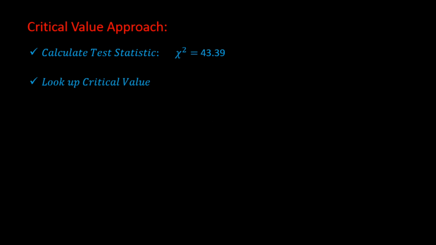We need to calculate a test statistic, which is what we just did, and we got 43.39. Now we have to look up a critical value. We will use a chi-square table, and we need 2 things, alpha and degrees of freedom. Let's use an alpha value of 0.01.